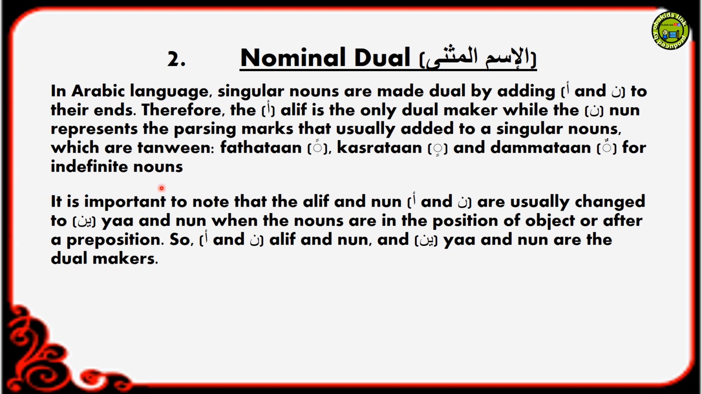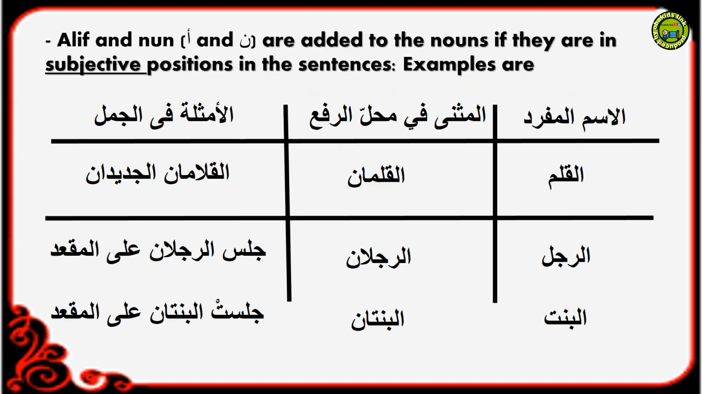It is important to note that the alif and noon are usually changed to yaa and noon when nouns are in the position of object or after a preposition. So alif and noon, and yaa and noon, are dual markers. Alif and noon are added to the nouns if they are in subjective positions in the sentences.